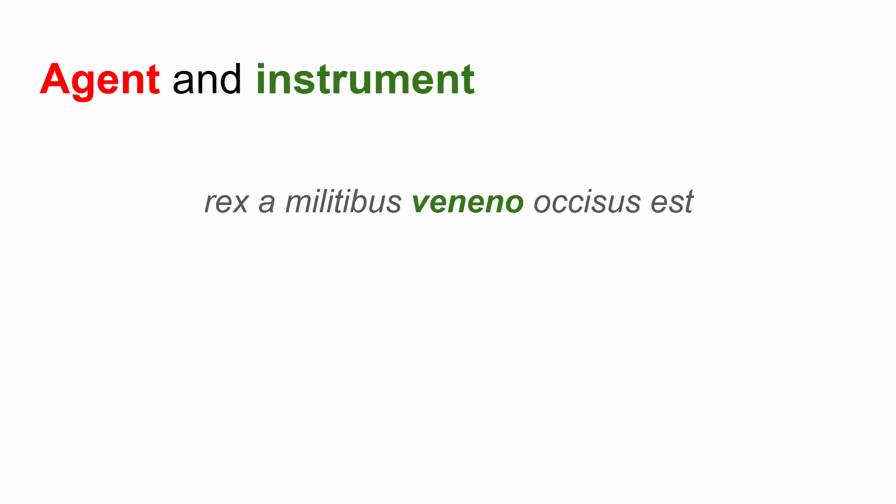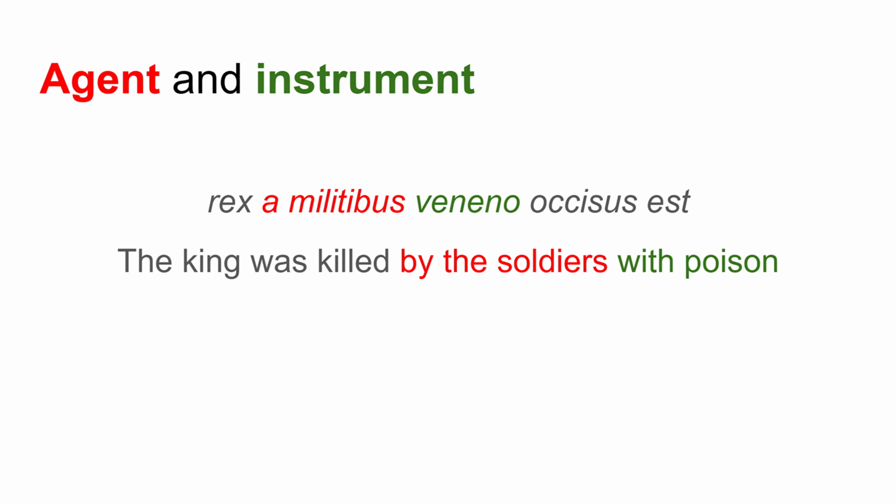And now I'm going to find my ablative of instrument, veneno, with poison. You could say by poison or by means of poison. That's really what the ablative of instrument means, by means of. But that's kind of clunky to say, so we usually just say with. So the king was killed by the soldiers with poison.